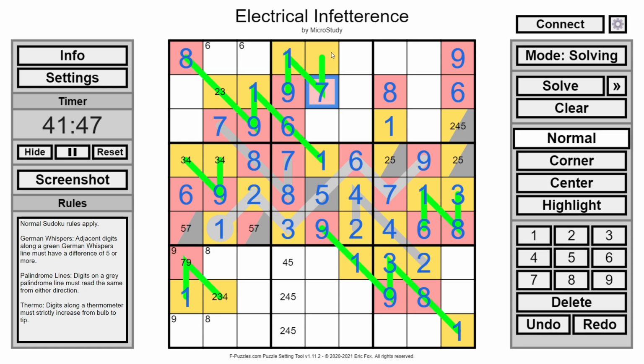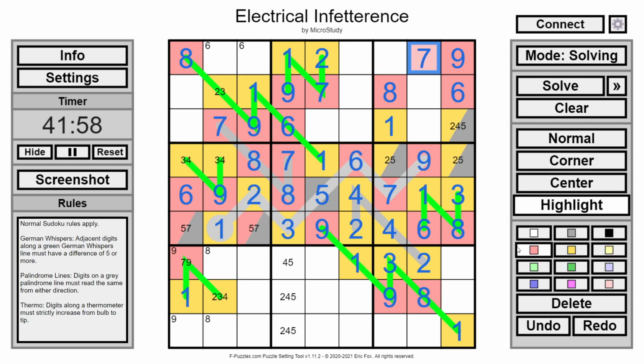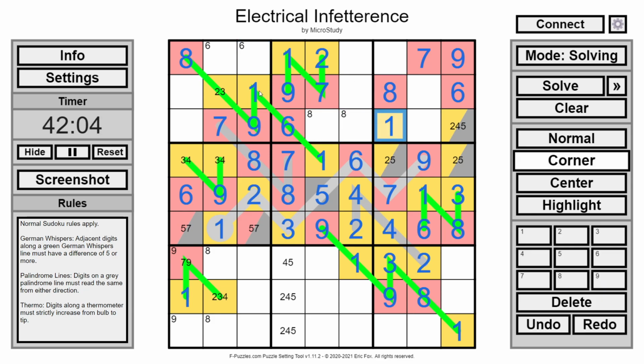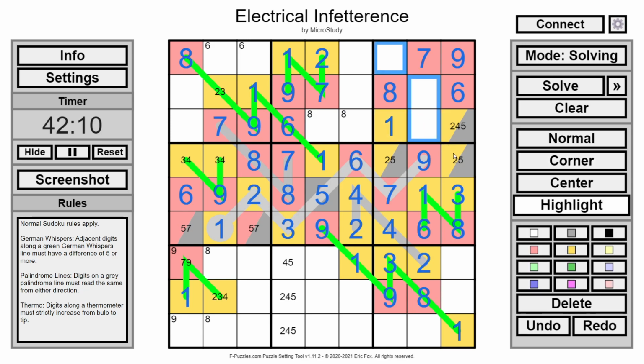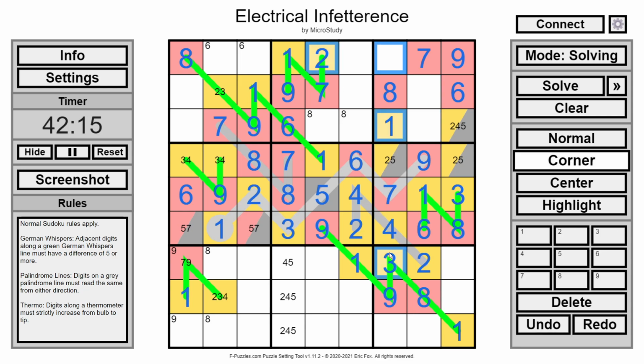So this is a 7, this must be a 2. 7 is right here. That's all the high digits up there. 6, we can't tell. 8 is in one of these two. I guess all of these are low digits. Oh, this must be the 5. Because it sees 1, 2, 3, 4. So this must be a 5.